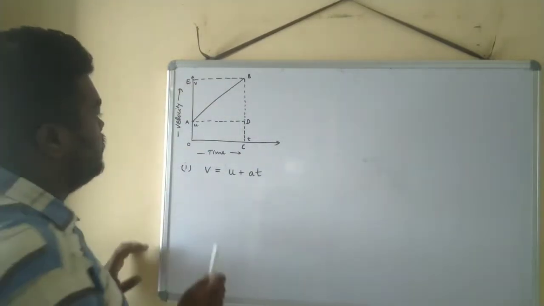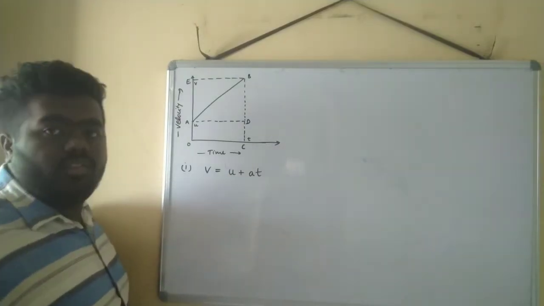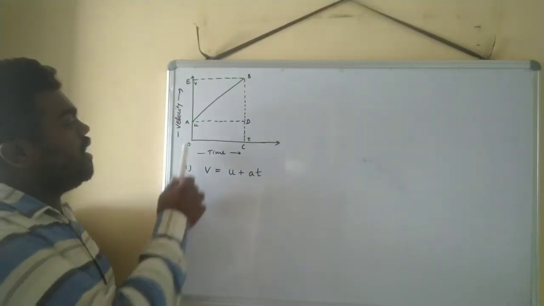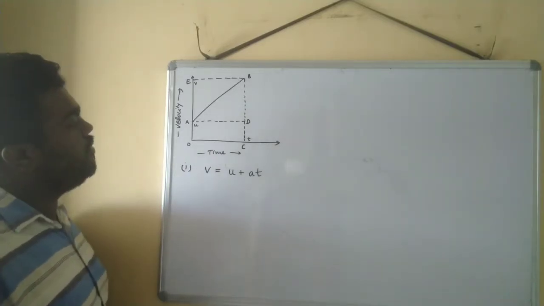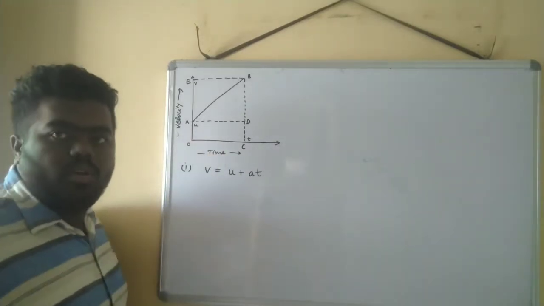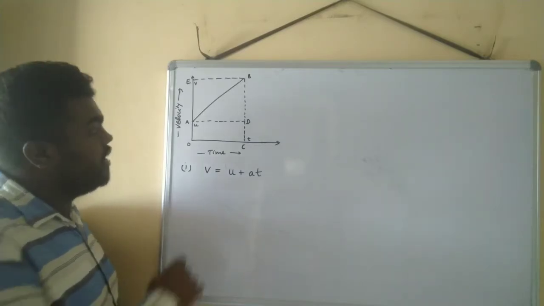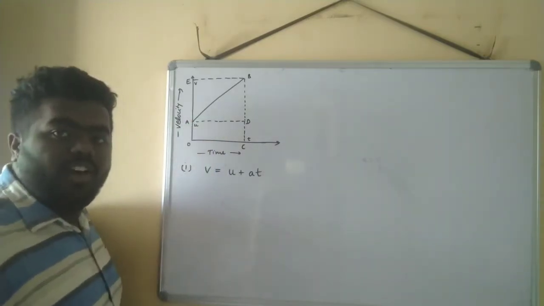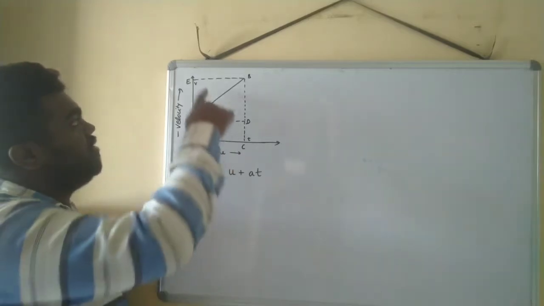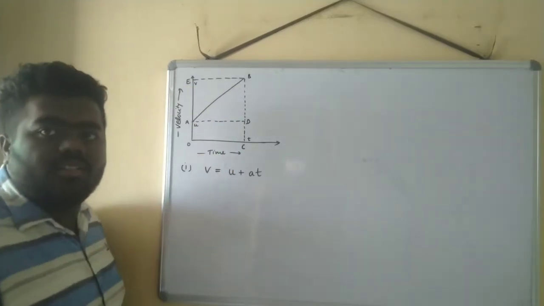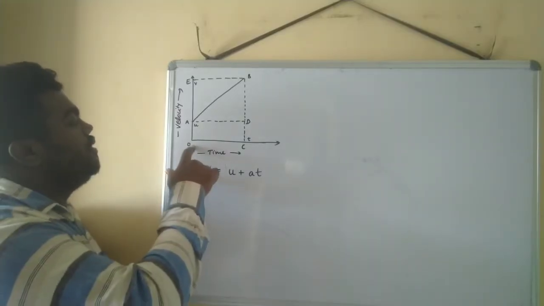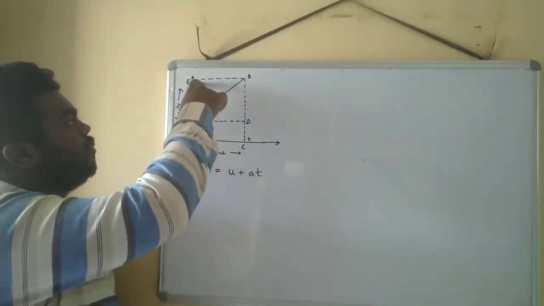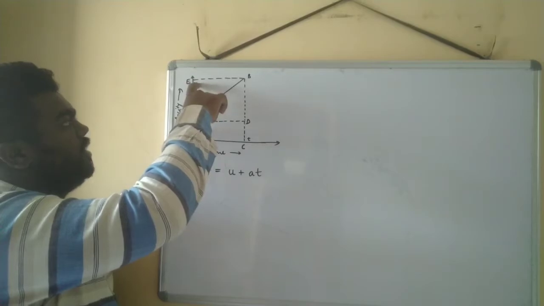Now, see here. Let us suppose there is one body. It starts from point O, from the origin, and moves with some initial velocity U. The initial velocity U is OA. And then at last its final velocity is V. You can also find this graph in your NCERT textbook. The final velocity when it reaches point E is V.